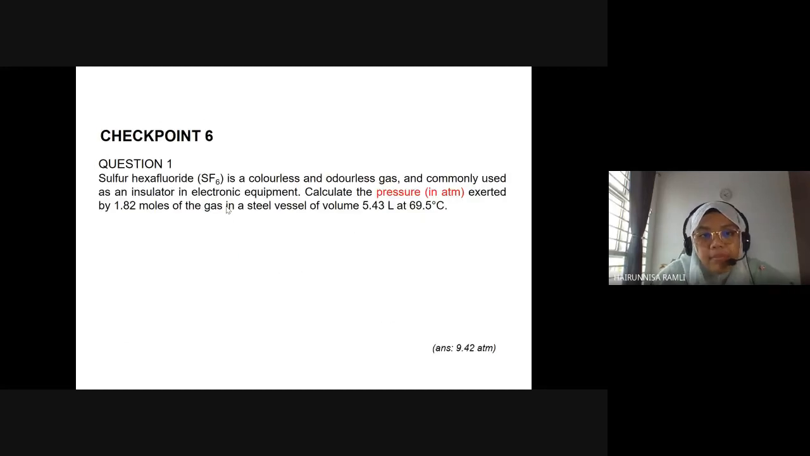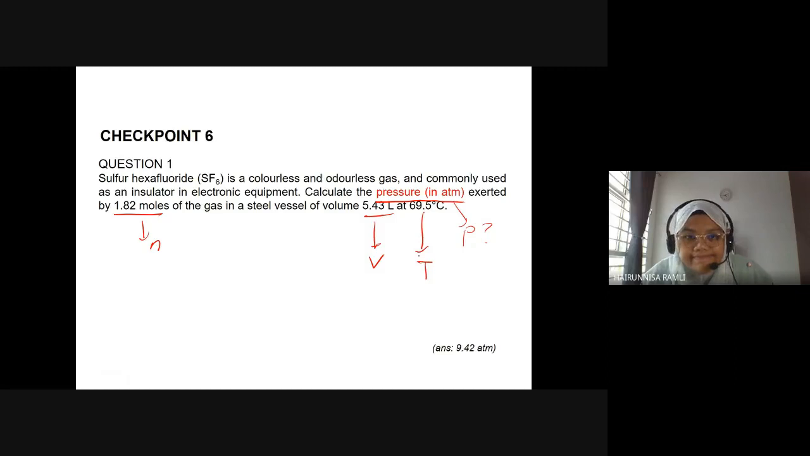How about this one? Cuba. SF6 is a colorless and odorless gas, commonly used as an insulator in electronic equipment. Calculate the pressure. Okay, dia dah highlight kat sini. This one is the moles. So, P berapa? Volume. Temperature. Okay, cuba kira.